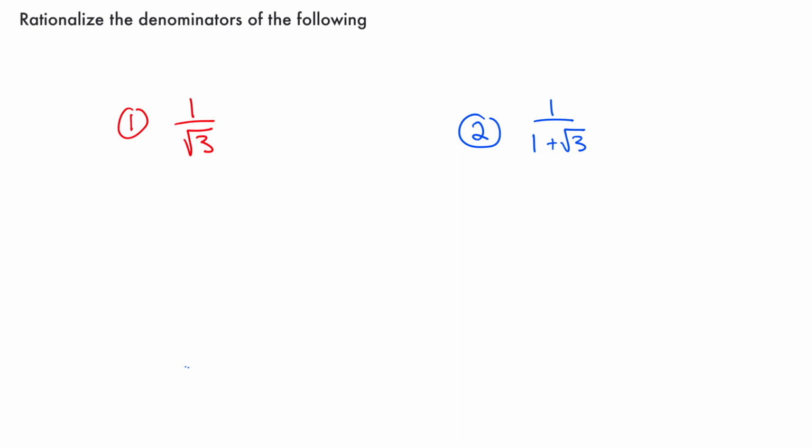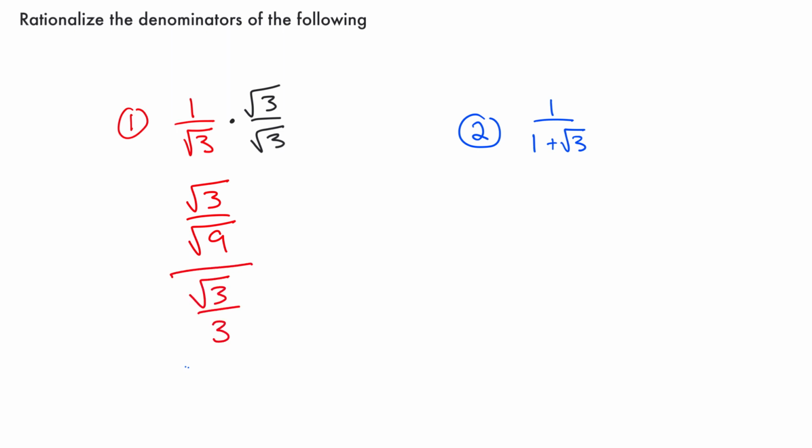Problem number 1, we have 1 over the square root of 3. We don't like radicals in our denominators, so we need a way to get rid of that radical. What we do is we multiply the top and bottom by the square root of 3. Because if I can turn that square root of 3 into the square root of 9, I can take the square root of 9. That is equal to 3. That would be our answer. Relatively straightforward, relatively nice. Those problems aren't too bad because the denominator is a monomial. It's just like a root 3 or a 2 root 5.